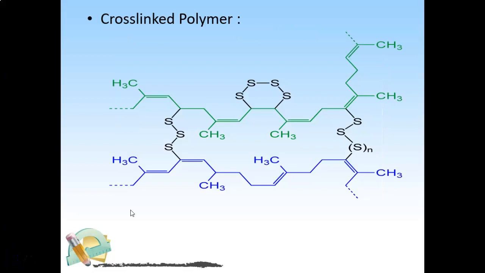Next are cross-linked polymers, as we can see in the diagram here. The blue color is the cross-link after the vulcanization of the rubber with sulfur. S is the sulfur. This is the schematic presentation of two polymer chains, blue and green, cross-linked after the vulcanization of natural rubber with sulfur.